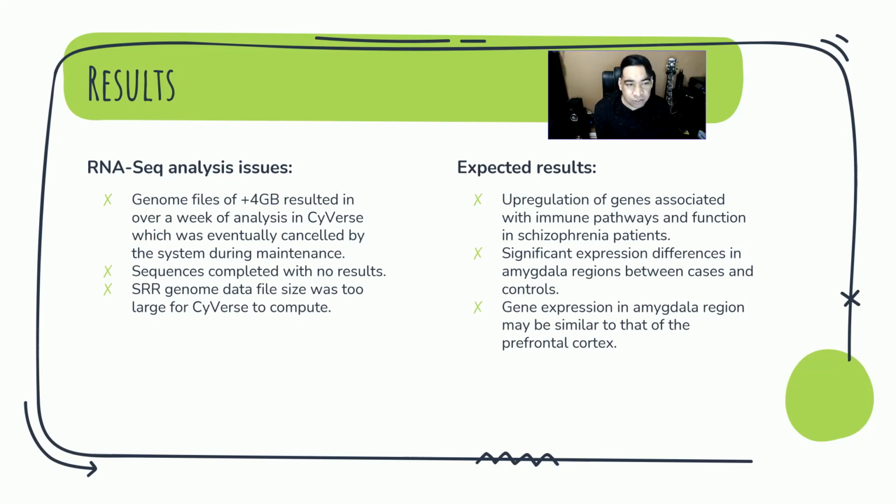What we did expect to happen, when compared with the human genome, is that there would have been an upregulation of genes associated with immune pathways and function in schizophrenic patients. And there would have been significant expression differences in the amygdala regions between cases and controls.